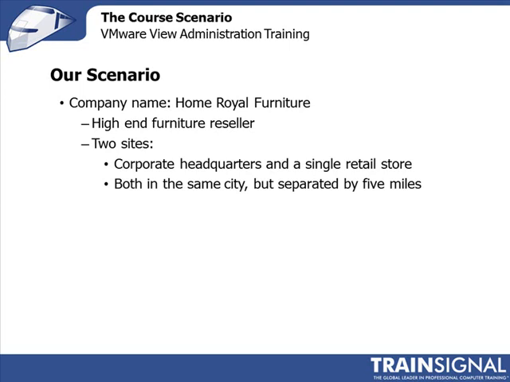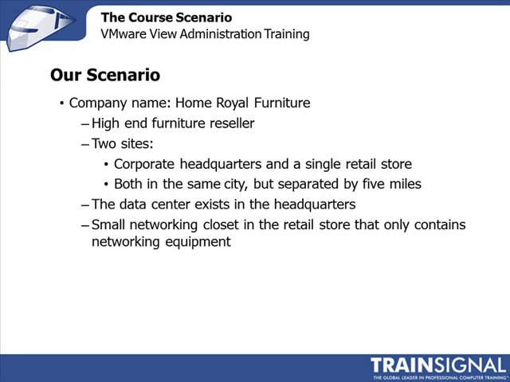Now, both of these sites are in the same city, but they are separated by 5 miles. The data center itself exists within the headquarters building. This is where all the main infrastructure is located. But there is a small networking closet in the retail store that contains some networking equipment, but no actual servers. And the two sites are interlinked with a 10 megabyte metro area network connection. This provides a reliable and relatively quick interface between the two sites.